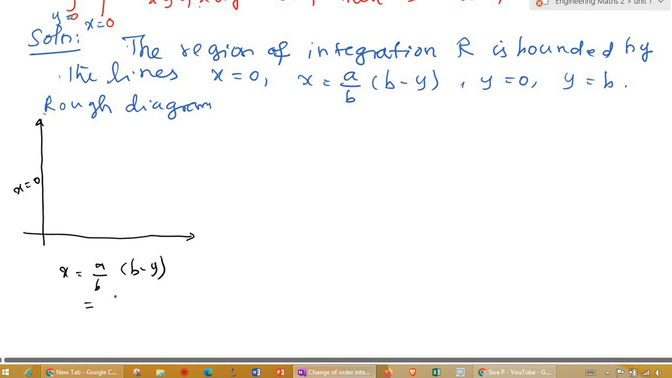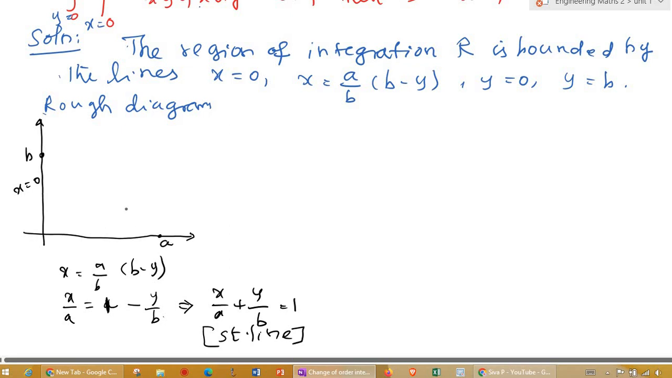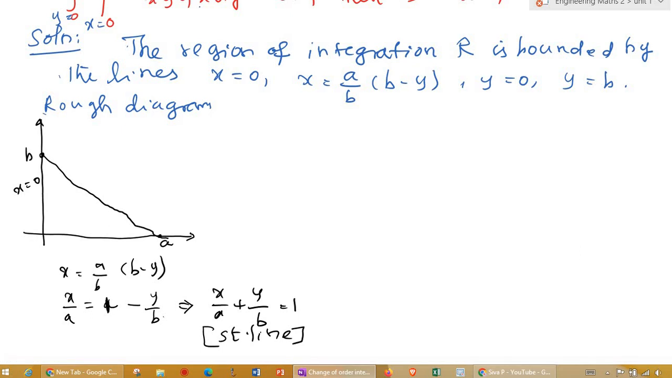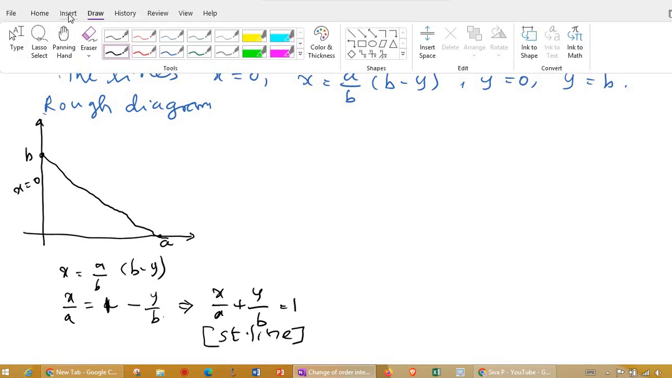So if we expand it, b and b get cancelled, that is equal to a minus a y by b. Otherwise, if you take a here, x by a, b and b get cancelled, that is 1 minus y by b. So that implies x by a plus y by b equal to 1, which is a straight line in intercept form with intercepts a and b. So here the y intercept is b, the x intercept is a, and then you have to draw the straight line from this. This is the straight line, otherwise we can draw that line and put it here. Okay, maybe move the line.